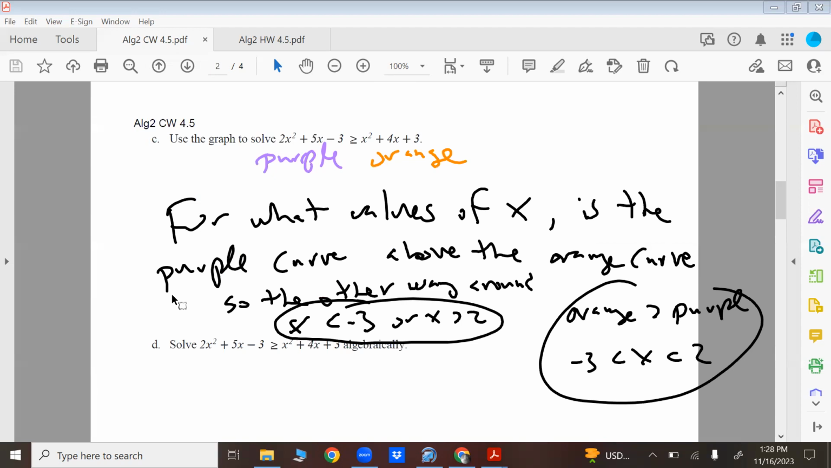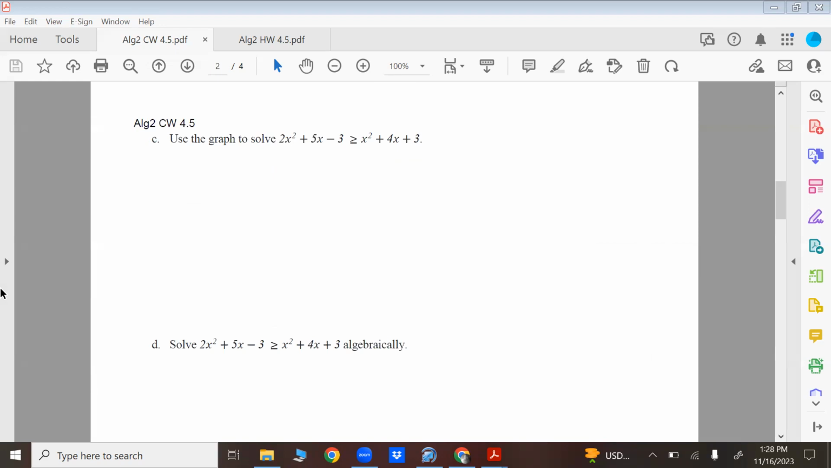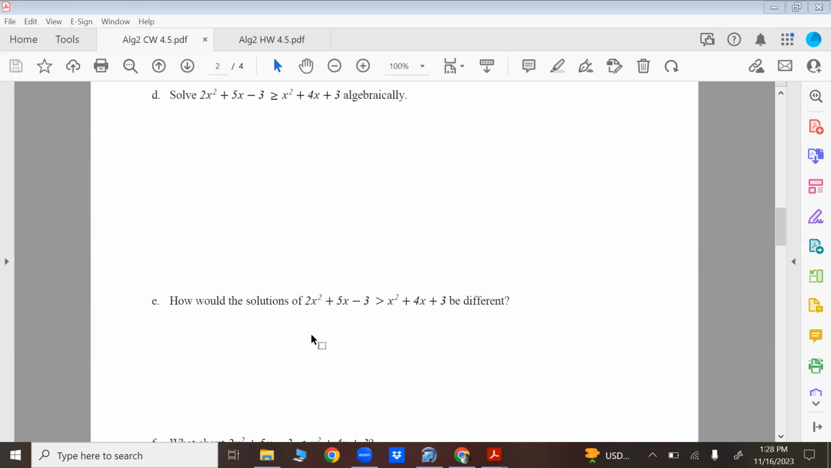Should be very obvious. We'll do more of these so you guys get the hang of it. Algebraic is a little crazy, so bear with me here. It's going to be kind of a new process. I think it's new for everybody. And how would the solutions of that be different? I'm not sure what that question means. But let's look at D first. So how do you use algebraic?